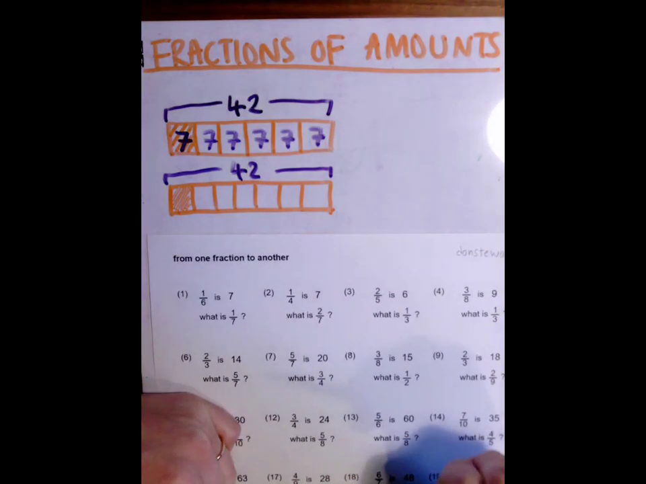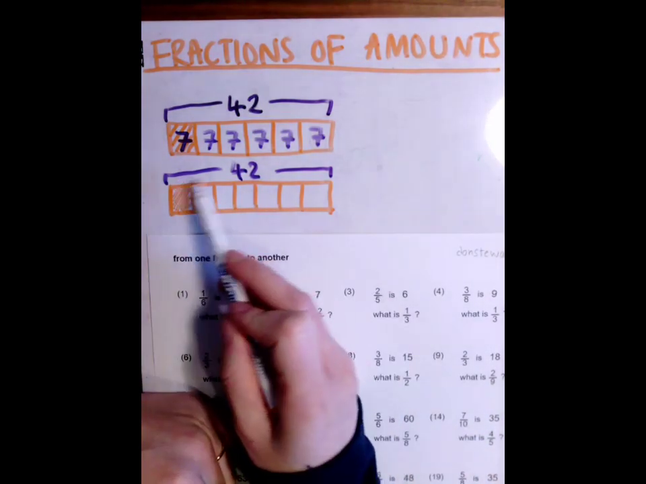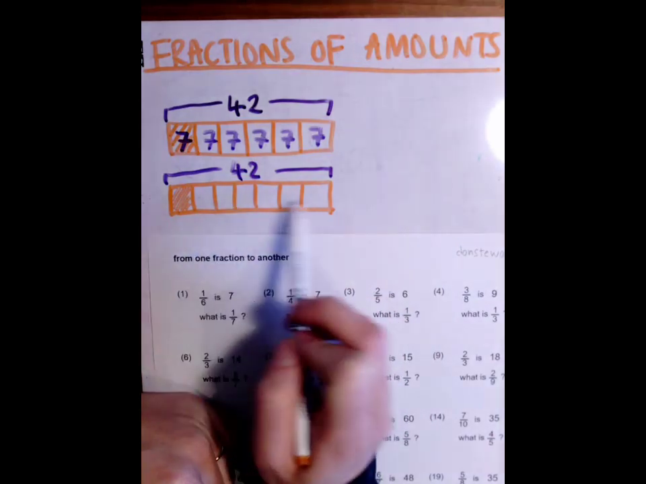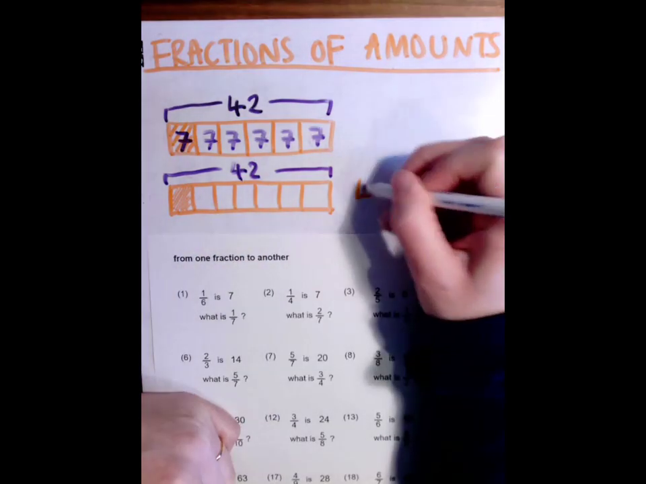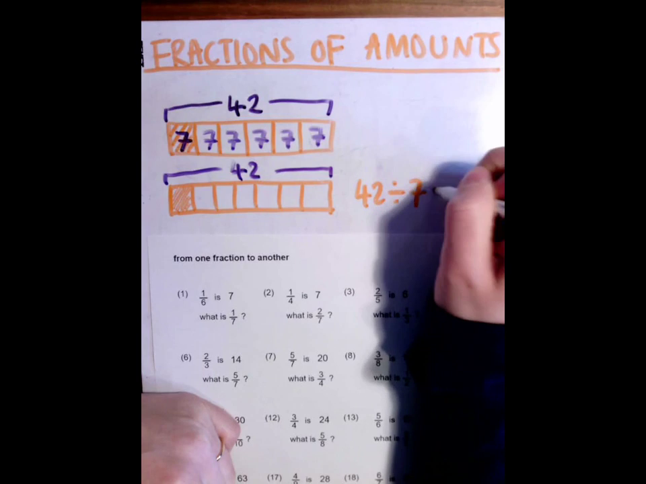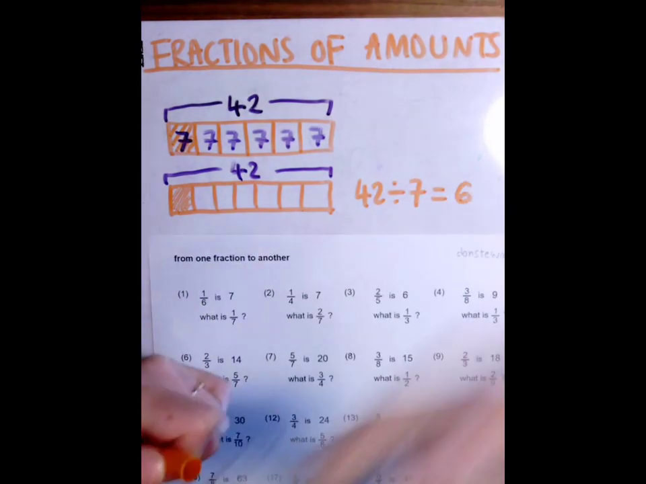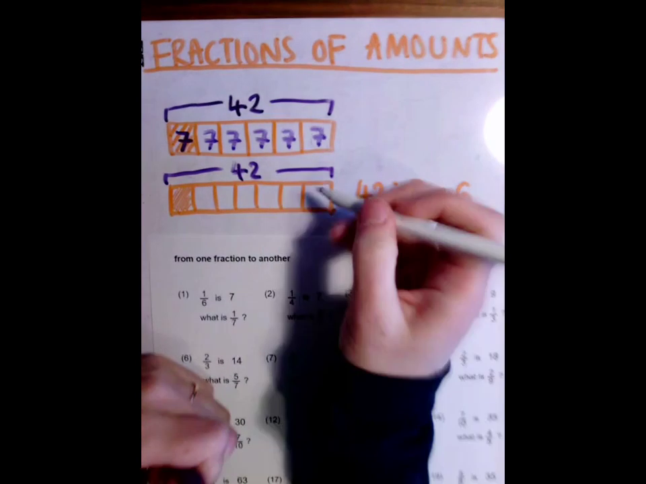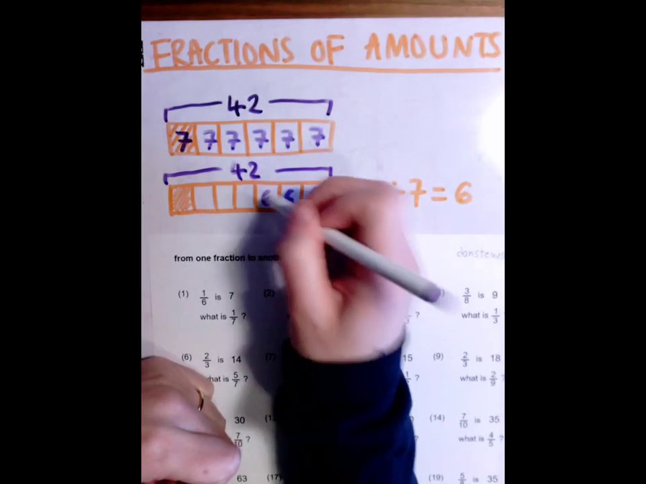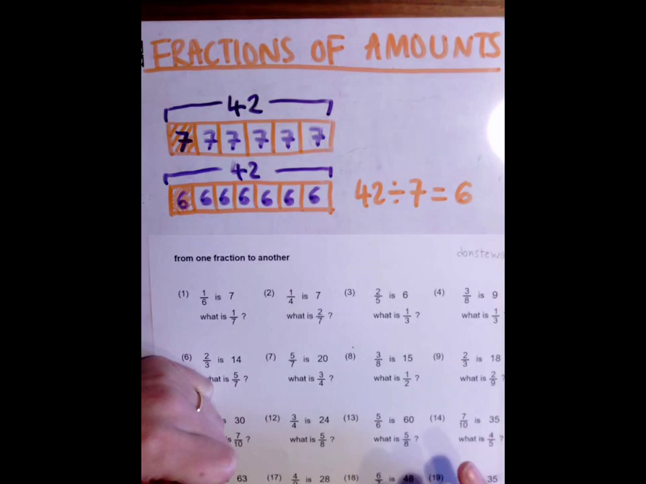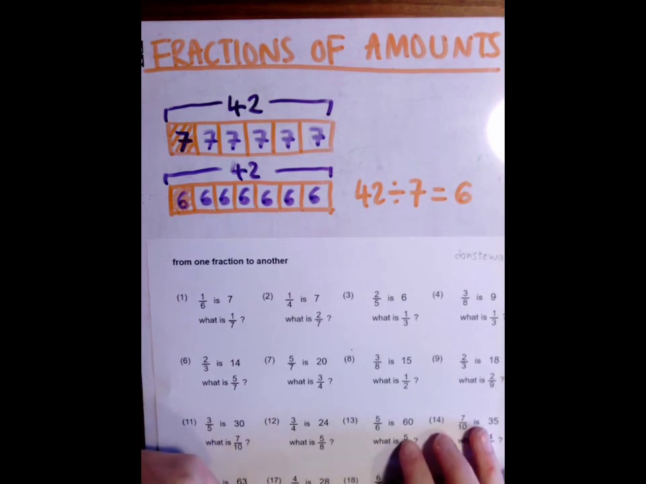I want this part. And if I know that 42 is worth the whole bar and I've got 7 equal sections, I can divide 42 by 7 to get what one section is worth. So that would be 6. Therefore, in each section here, it would be 6. Therefore, the answer to question 1, what is 1/7, would be 6.